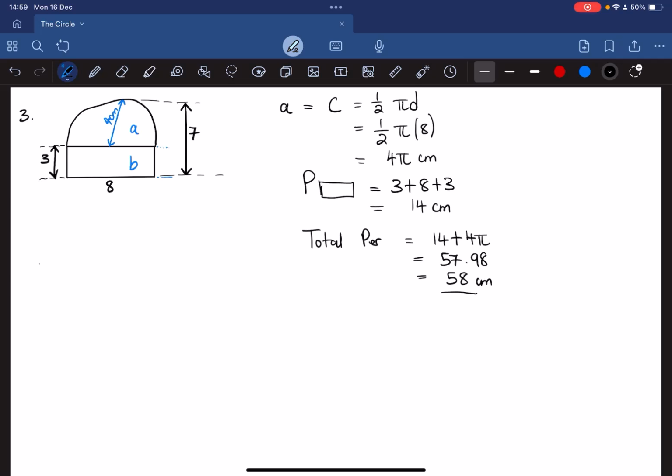Then I'll go ahead and look at the area. So I'll start with the area of shape A, which is half pi r squared.